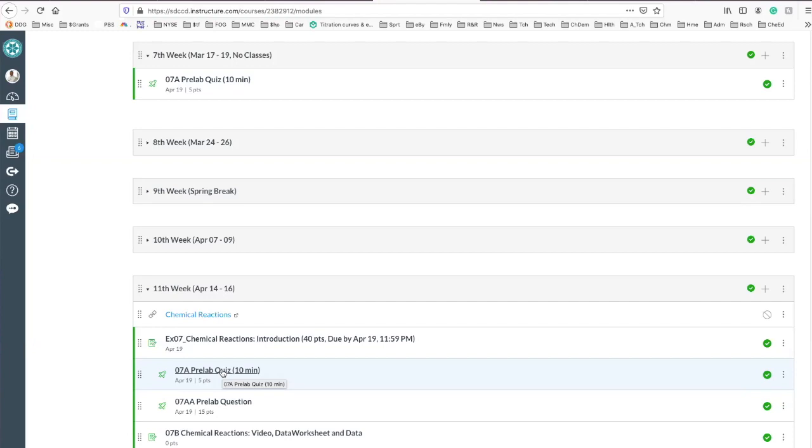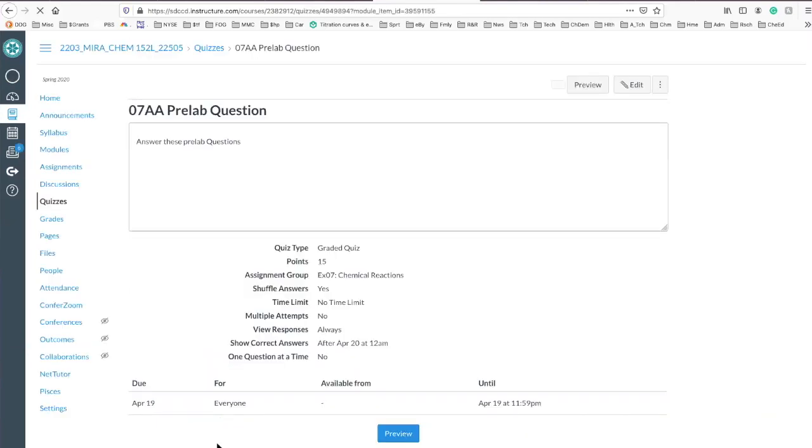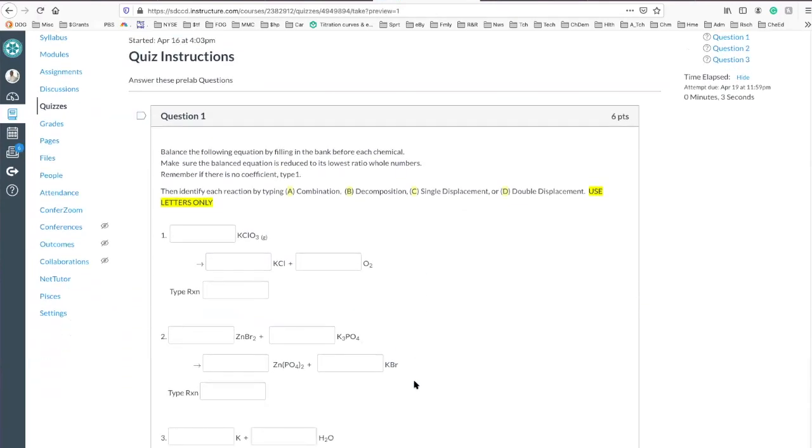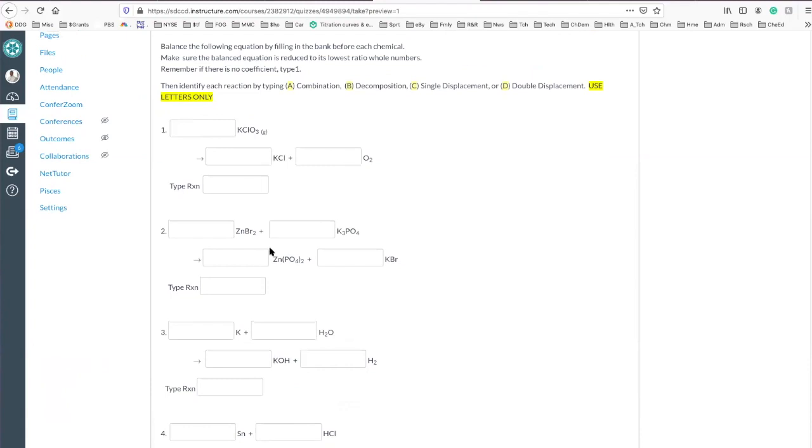The formula of zinc phosphate is wrong. You've got to remember that phosphate is a -3 and zinc is a +2. Let me take a look at the pre-lab questions. So zinc phosphate, question 1 and number 2. Question 1, yes, this one is wrong. I need to fix that.